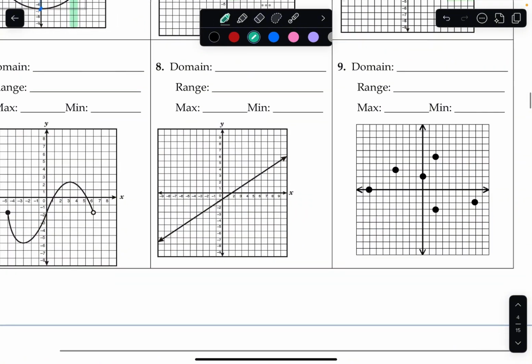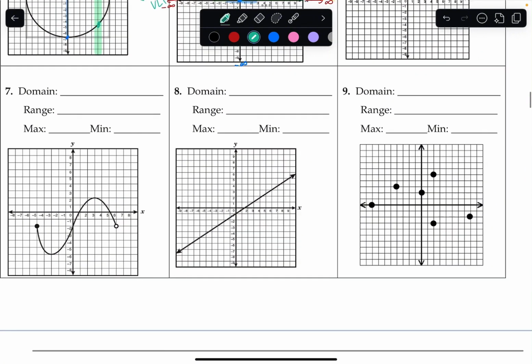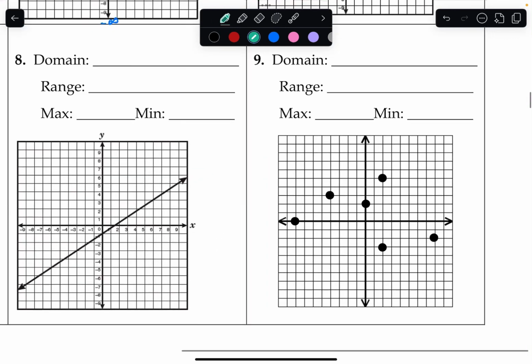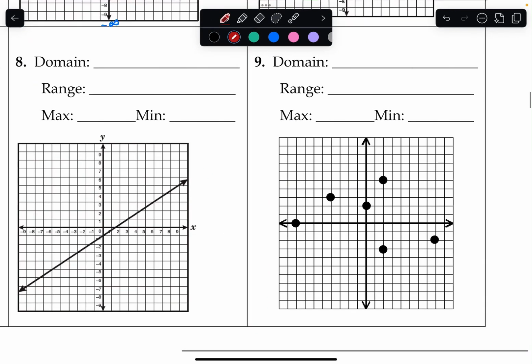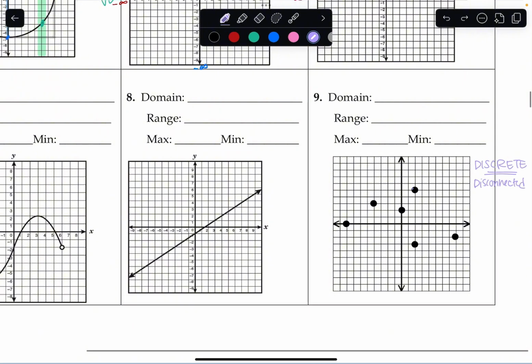Okay. The last example I want to do, and the rest you can check with the key, is this example here. This is what we call discrete data. Discrete means disconnected. And so notice these are just isolated points. We don't have lines connecting them. It's kind of like a scatter plot. You don't want to connect them because they would have connected them if they wanted them connected.